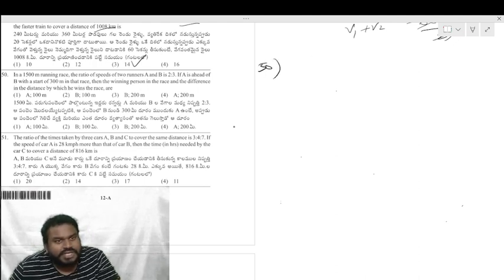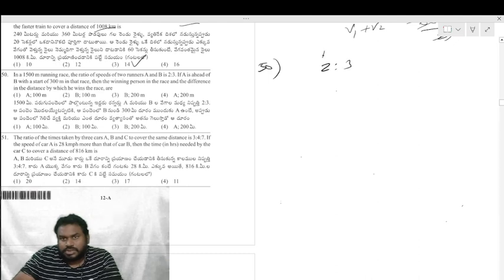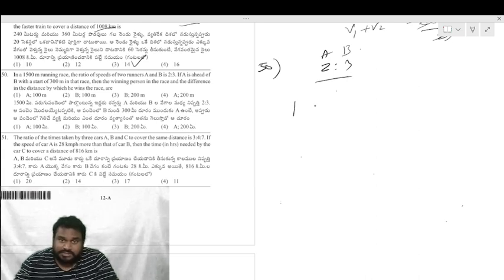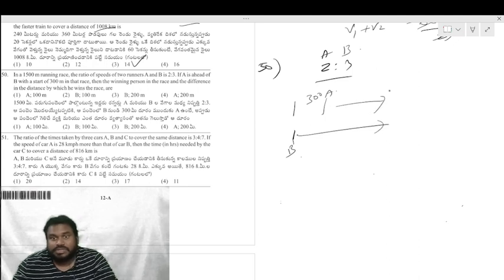What is the next question? 50. I see, finally reached the 50. So in a 1500 meters running race, the ratio of speeds of two runners A and B is 2 is to 3, A is to B. Okay. If A is ahead of B with a start of 300 meters, A has already crossed. A is here, but B is here. What is the total distance they'll have to cover?